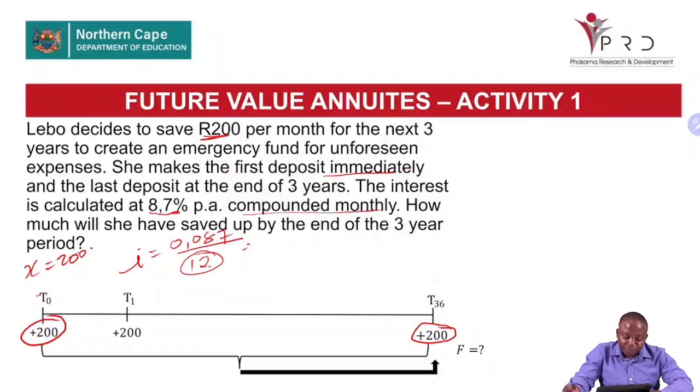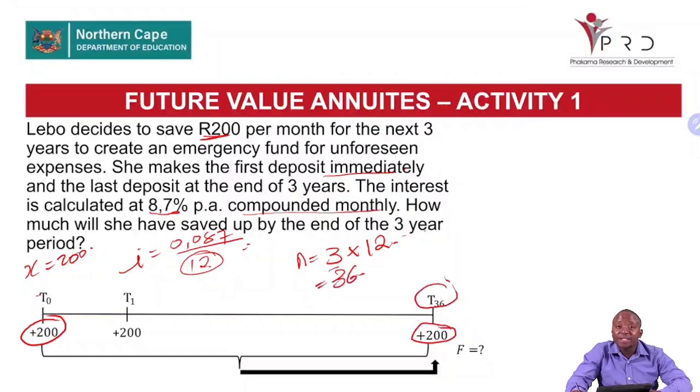Then we proceed to say, how much will she have saved at the end of 3 years? What is our N now? N is no longer the period. It represents the number of payments. Now, how many payments did she make? She made payments for 3 years, monthly. That means it was compounded monthly. So it is 3 times 12, which is 36, which is our T36 there, to represent the number of payments made from T0.